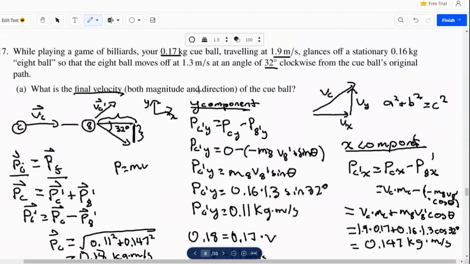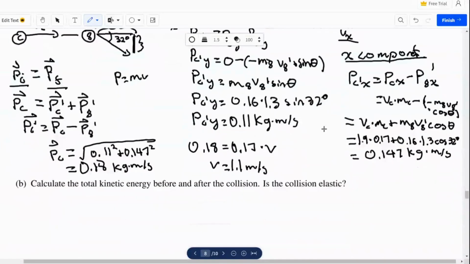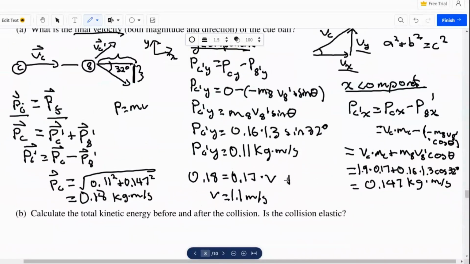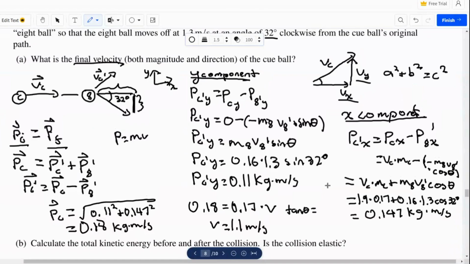Now it also asks you the direction of the cue ball. If we know this direction is going all the way here, and this direction is going all the way up, then we can calculate this angle, because tan of theta would be equal to opposite over adjacent, which is Vy over Vx. We know these two, so we can just calculate for theta.